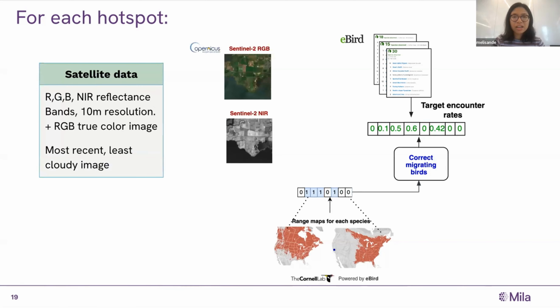And so yeah, that was the eBird data side. But then for the input data to our models, the things that we're predicting the encounter rates from, we extracted satellite data: the RGB and near-infrared reflectance information at 10-meter resolution from Sentinel-2, and we only kept the most recent, least cloudy image for each season that we considered.